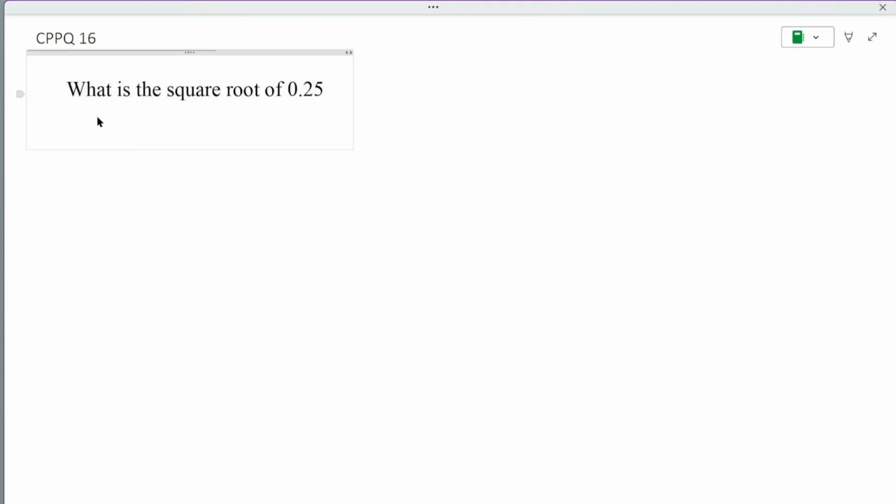Question 16. What is the square root of 0.25? What the question is saying is you have square root and you have 0.25. And note, in a question like this, you are not allowed to use a calculator. Now that you're having a decimal, you can convert it from a decimal to a fraction.